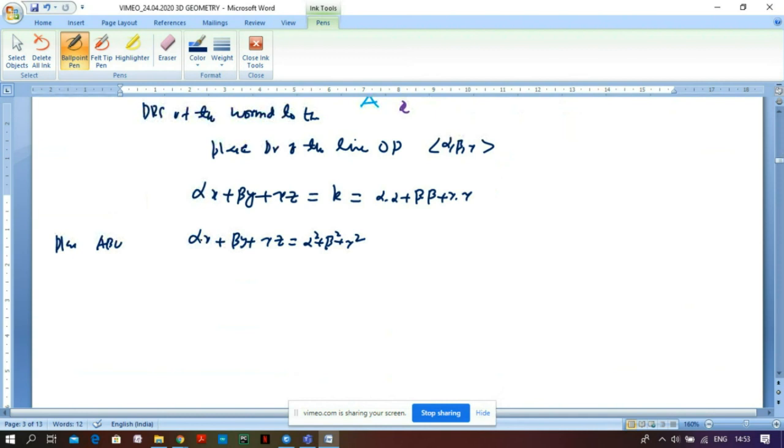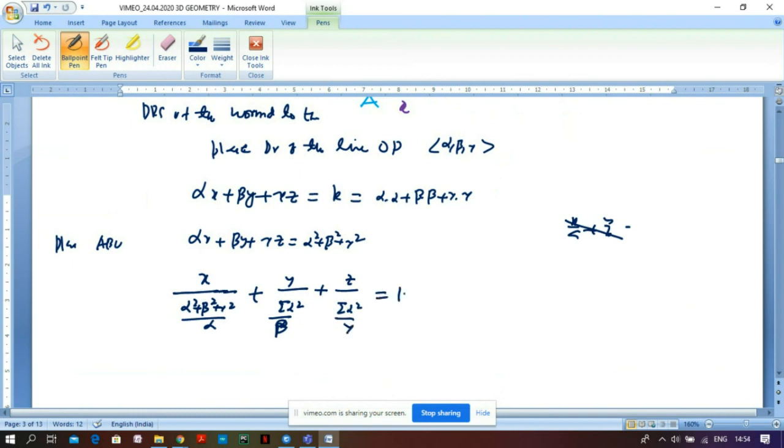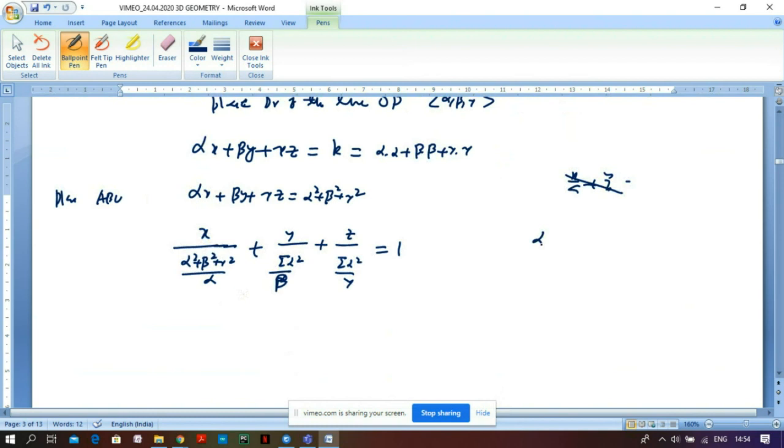So let me write this plane in the intercept form, that is x over a, y over b and z over c type. So x over (alpha square plus beta square plus gamma square) over alpha, plus y upon, again I can write sigma alpha square over beta, plus z upon sigma alpha square over gamma equal to 1. So these numbers, because alpha square, beta square, gamma square is nothing but OP square, I can write R squared.